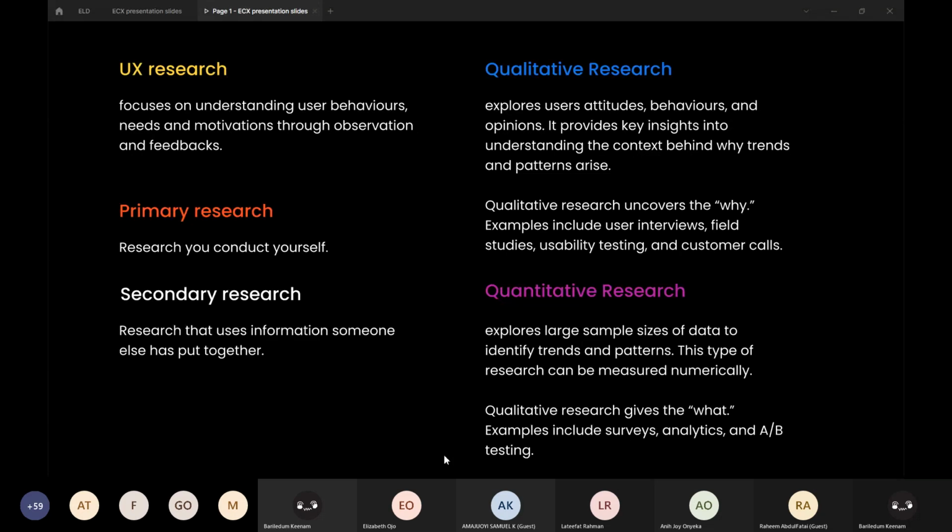Quantitative research gives the what. It also answers questions like how many and how much, like the name implies. Examples include surveys, analytics, and A/B testing. Next slide, please.